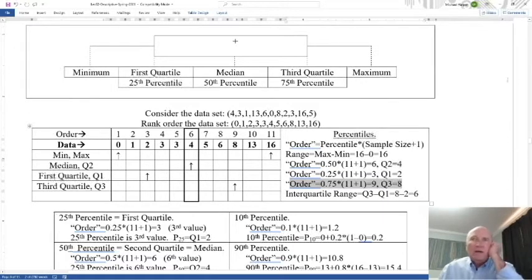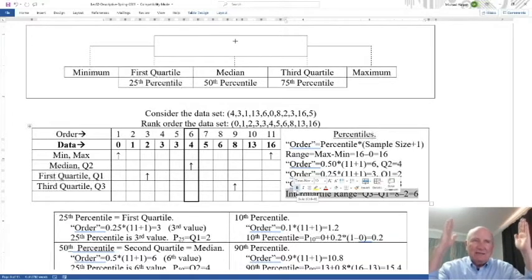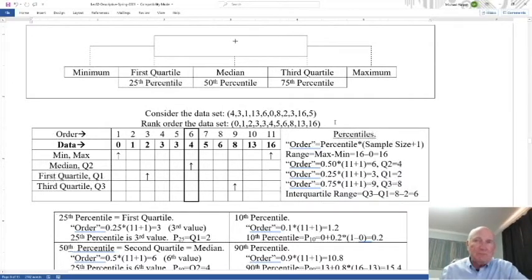Now, we have a range up here of the data. But if you take the third quartile and you subtract the first quartile, in this case, it's 8 minus 2. That difference is 6. That's called the interquartile range. So the range of the data is the difference between the max and the min. The interquartile range is the difference between the first and third quartiles. And so those two are used as a measure for all different kinds of descriptive purposes.